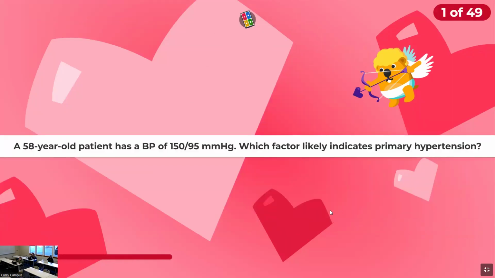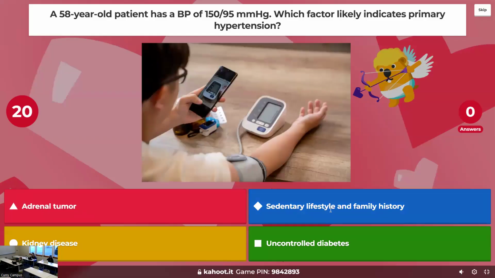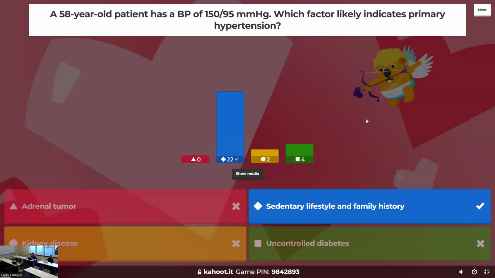So a 58-year-old patient has a BP of 150/95. Which factor is likely indicating primary hypertension? And kidney disease is the bottom one. So has 30 seconds. All right, sedentary lifestyle and family history. All right, almost everybody got that one. Good.